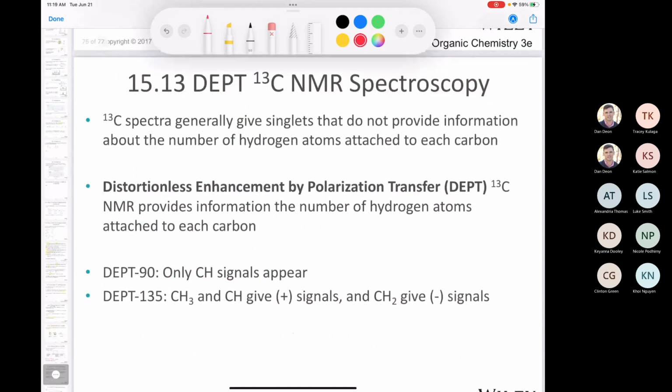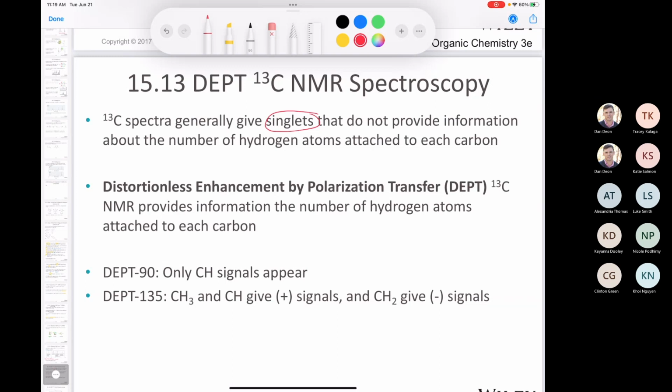All right, and this brings us to our last section in this chapter, which deals with what's called DEPT carbon-13 NMR spectroscopy. What I told you is that carbon-13 NMR spectra just give you a bunch of singlets. Those singlets don't provide any information about the number of hydrogens attached to each carbon, unlike proton NMR spectra, where we could apply the N+1 rule. We can't use the N+1 rule with carbon-13.